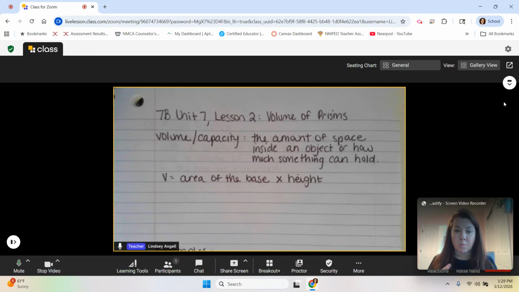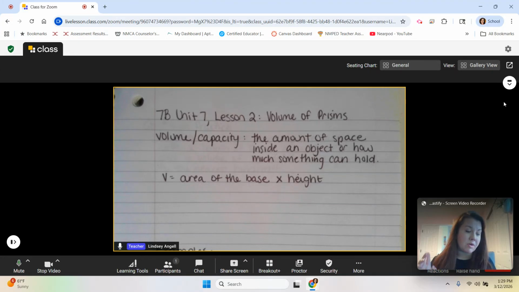So we've talked about one-dimensional attributes. That's like perimeter, right? That's just a distance. Two-dimensional would be area, right? How much does a flat surface take up? Volume is three-dimensional, all right?